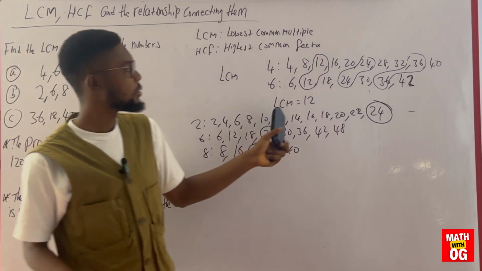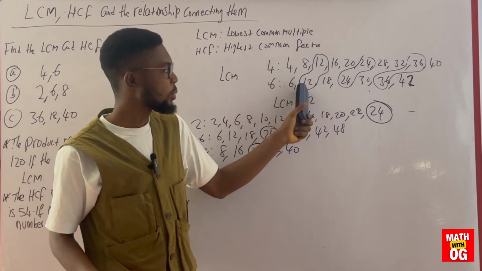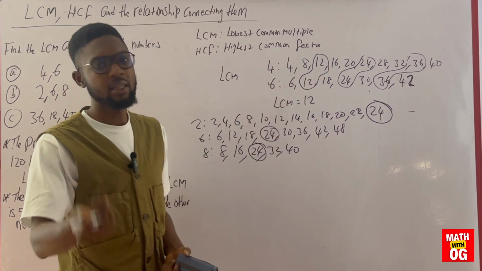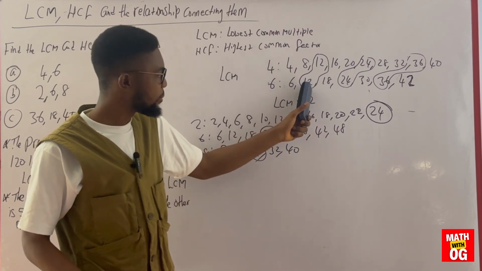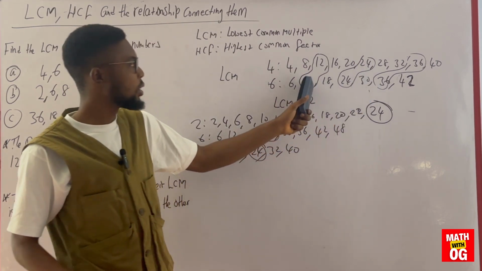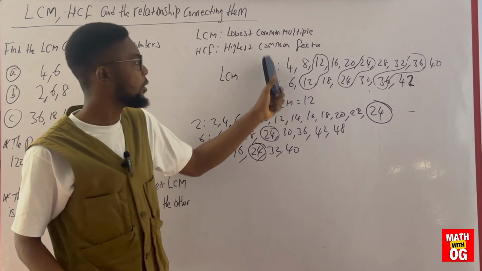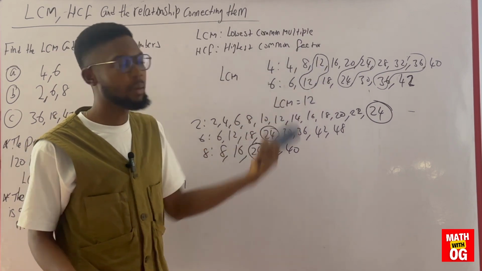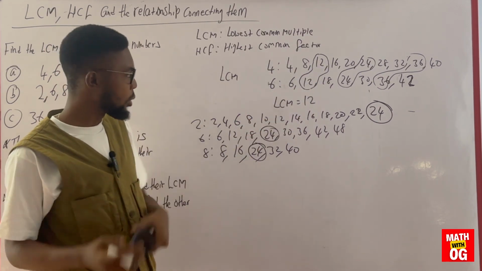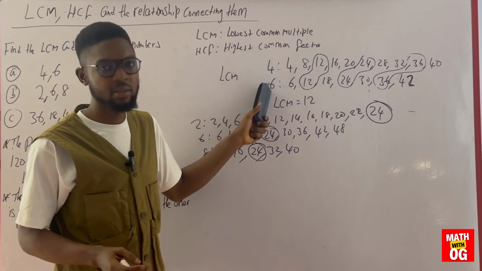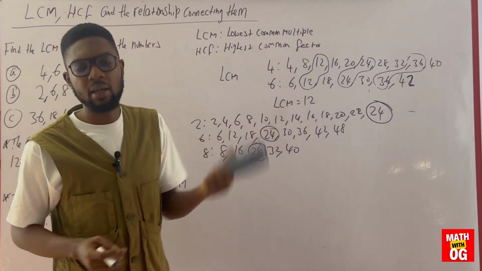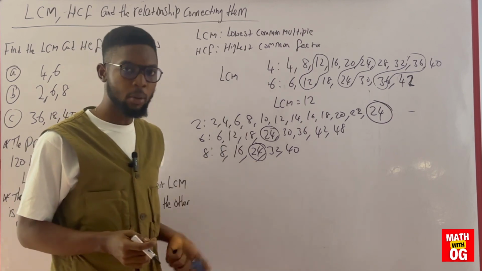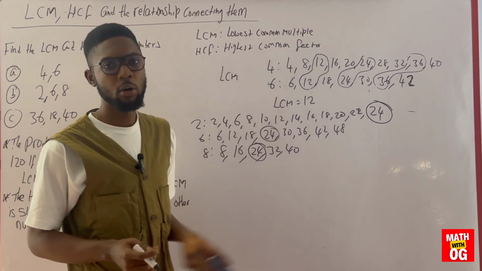And once you've gotten the lowest common multiple, to get the next common multiple, multiply by 2. Next common multiple, multiply by 3. If I ask you what is the fourth common multiple of 4 and 6, the answer is 12 multiplied by 4. What is the 10th common multiple of 4 and 6? The 10th common multiple is the lowest common multiple multiplied by 10. The first common multiple is simply the lowest common multiple.